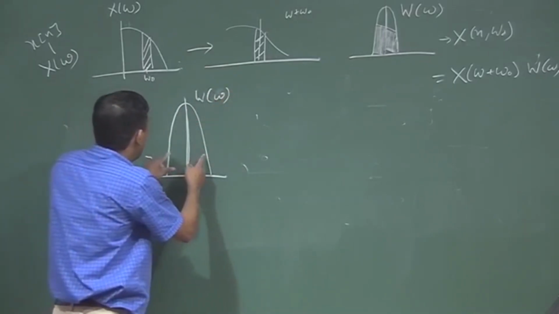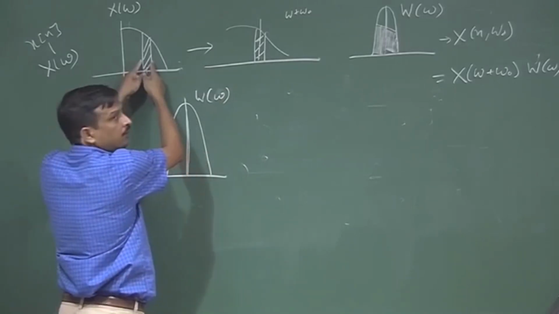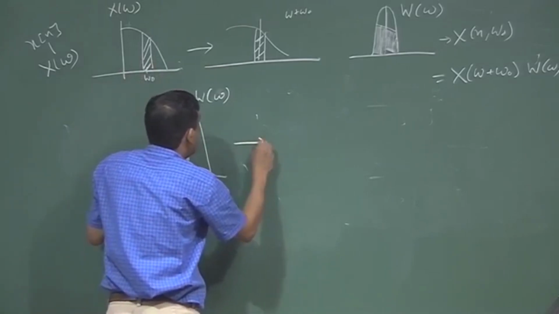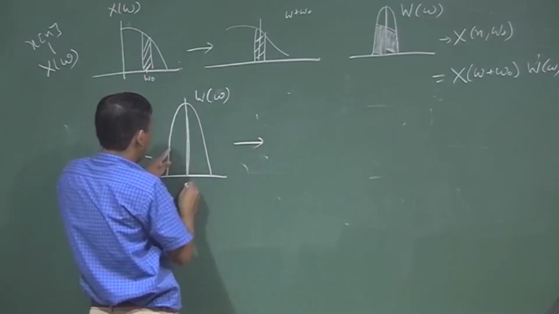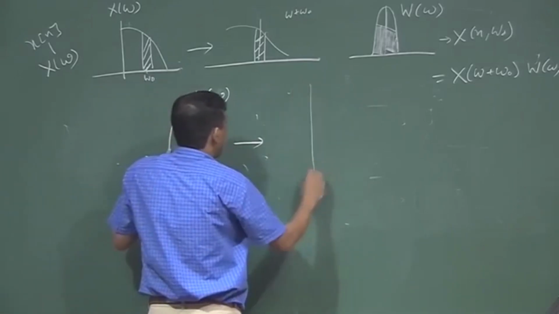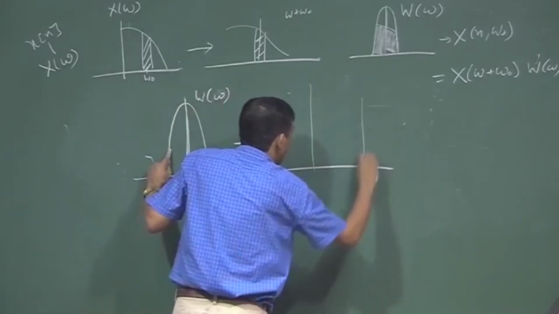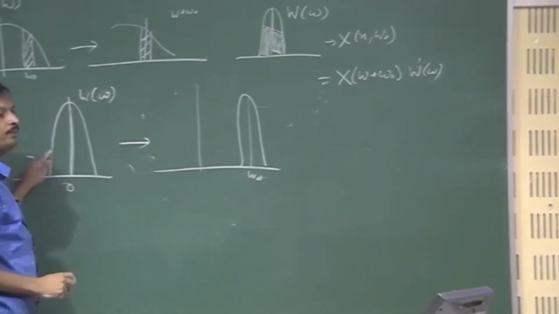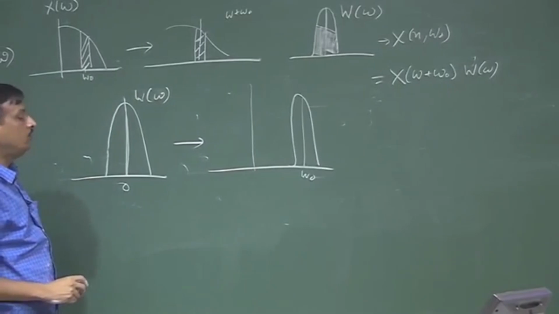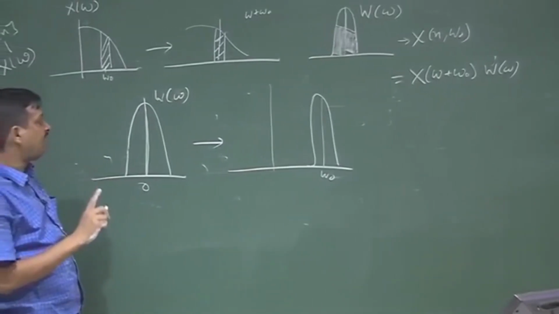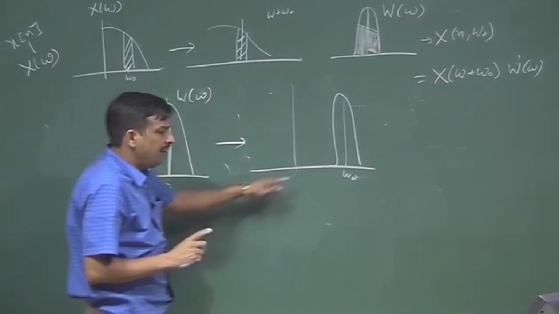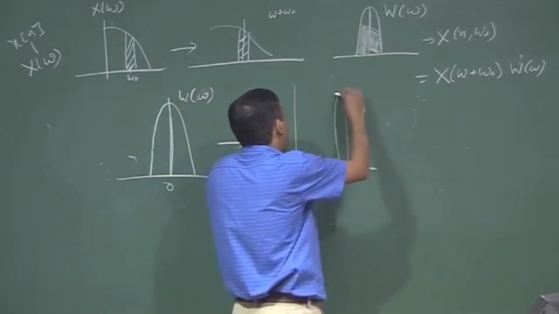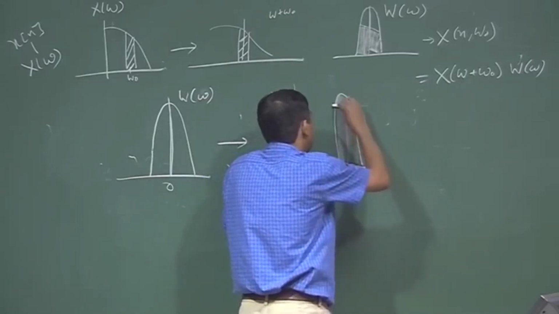Let us modulate this to omega 0. So, I modulate this to omega 0, shifting it from the zero frequency to omega 0. I shifted that to omega 0 and pass this to a filter which only filters out this portion.